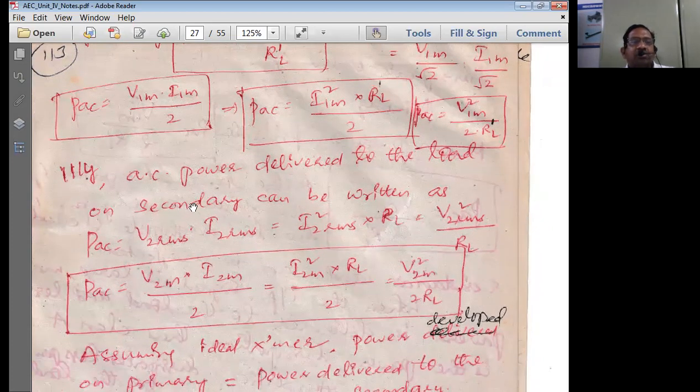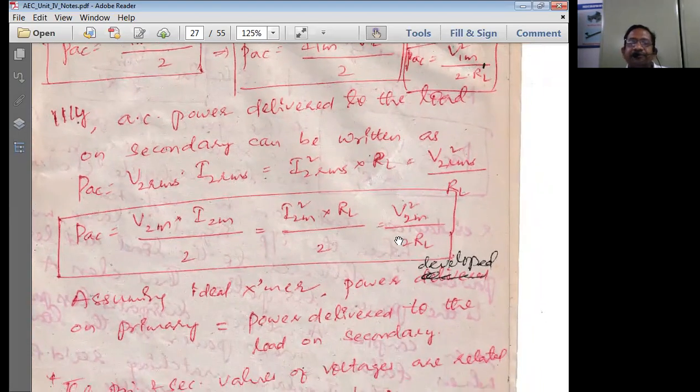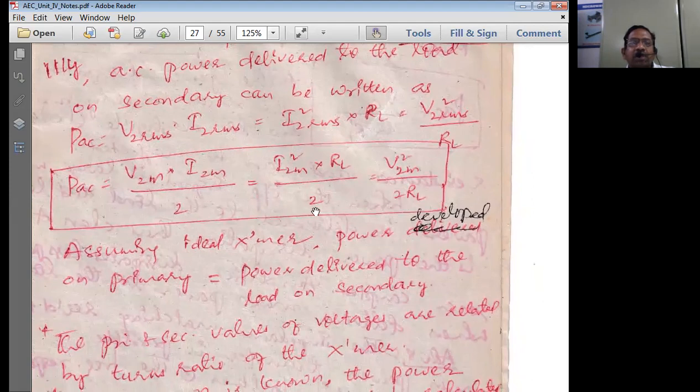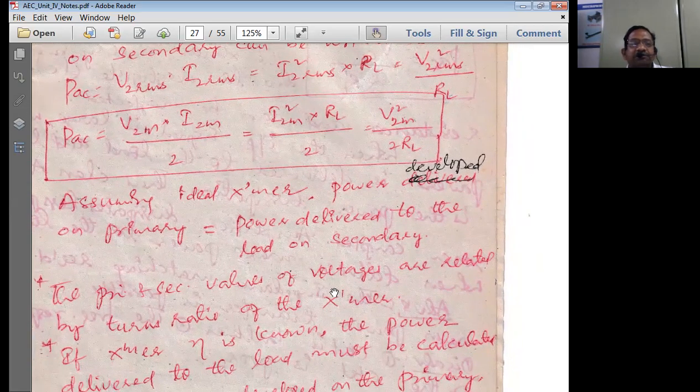So similarly, the AC power delivered to the load on the secondary windings. So secondary windings is also the same. The output power is equal to V2 RMS into I2 RMS. That means it is VRMS, IRMS on the secondary windings. Therefore, V2 RMS, I2 RMS. Similarly, I can write the output power only in terms of current or only in terms of voltage. So thereby I am going to have this as the overall output AC power equation.